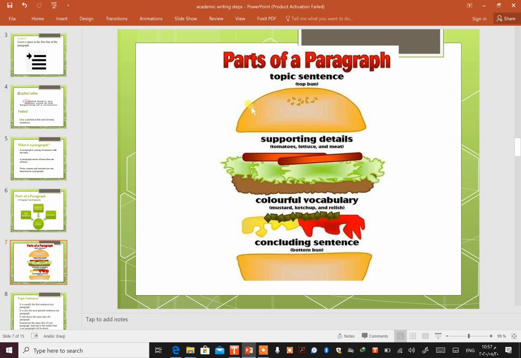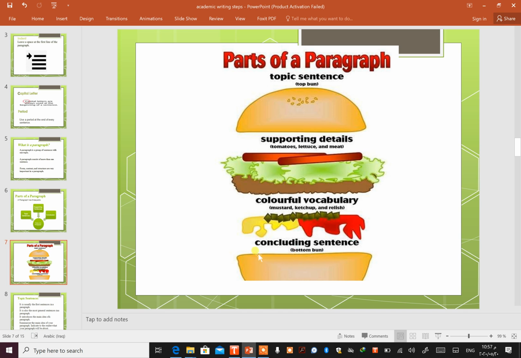Okay, and then we have the supporting details. The supporting details have reasons and facts, sometimes statistics and examples. Because in an academic paragraph you need all the time to provide examples and reasons to strengthen your writing.